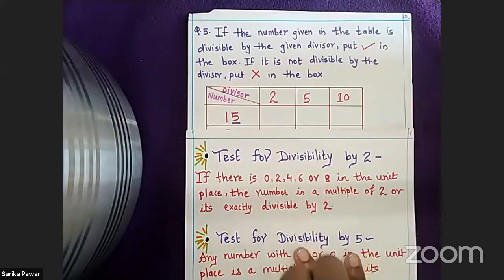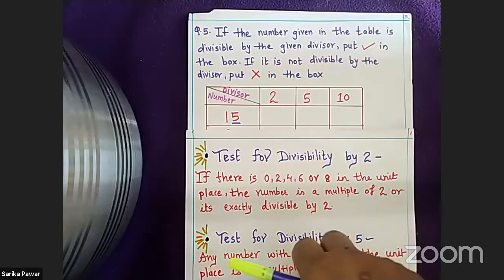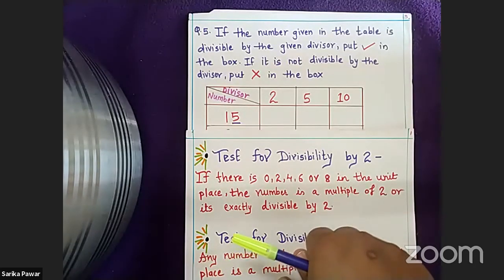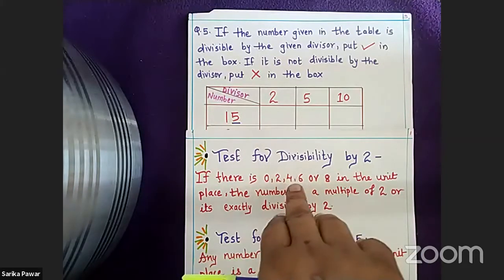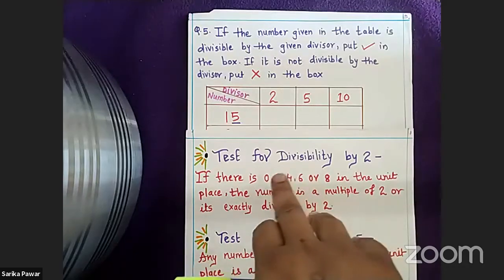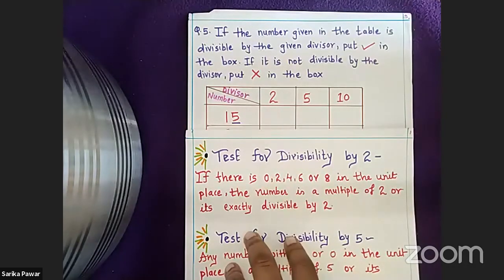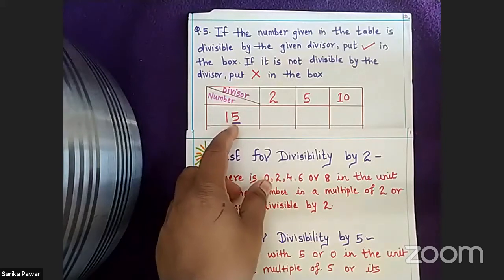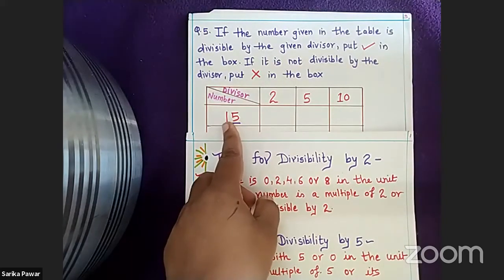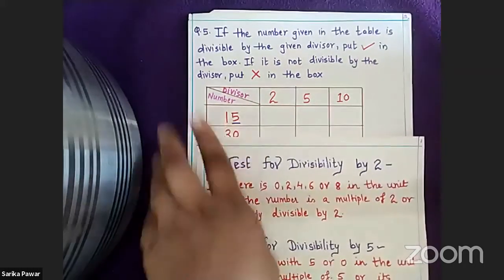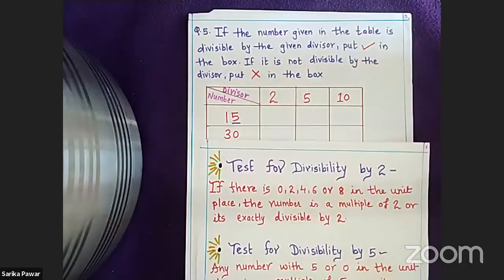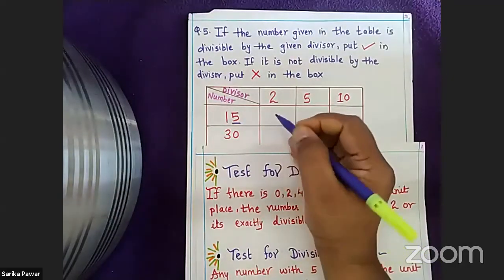Is number 5 there in the test of divisibility by 2? Yes or no? Asha Gujaran, your answer is no. Very good. Your answer is correct. Yes, Priyanshu Kumari. So the unit place of 15 is 5, which is not among 0, 2, 4, 6 and 8. So 15 will not come under the divisibility test of 2. So I will put a cross mark here.